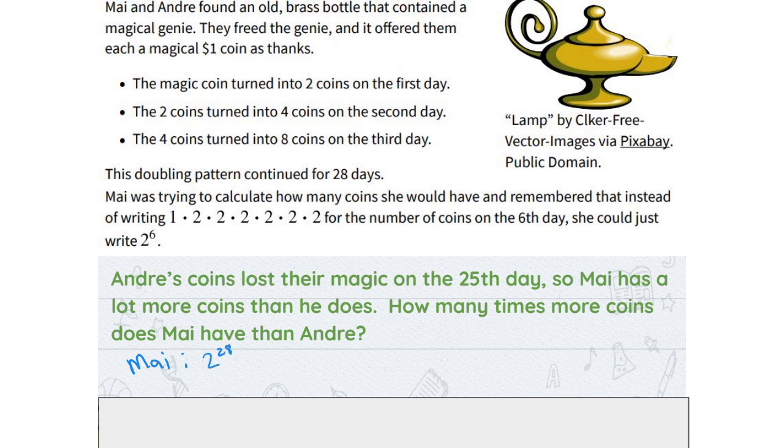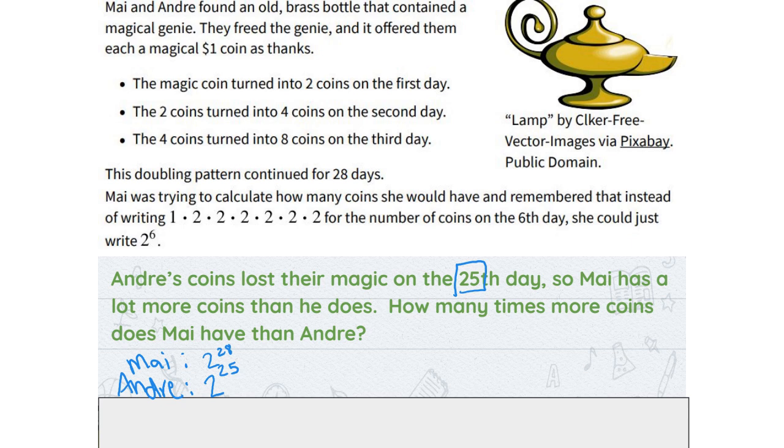So now Andre's coins lost their magic on the 25th day. So May has a lot more coins than he does. How many times more coins does May have than Andre? So first, how could I write Andre's amount that he would have? May's is 2 to the 28th, but if Andre lost his on the 25th, how would I write that? 2 to the 25th. Now, how many times more does May have than Andre?